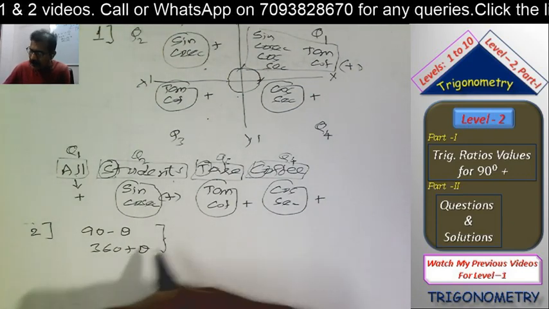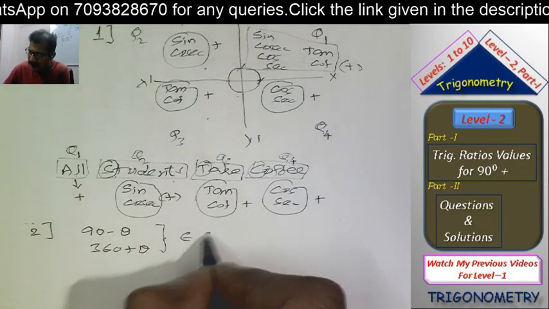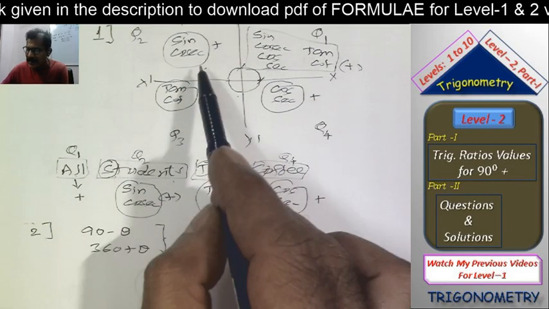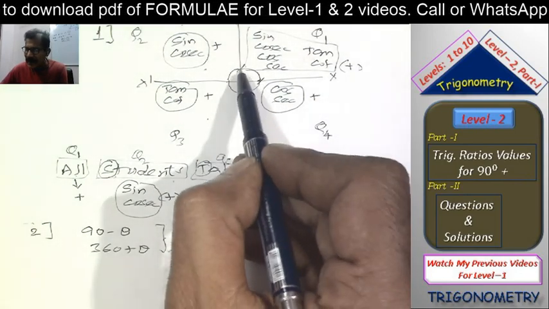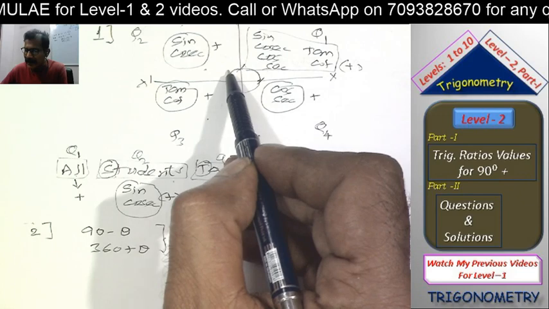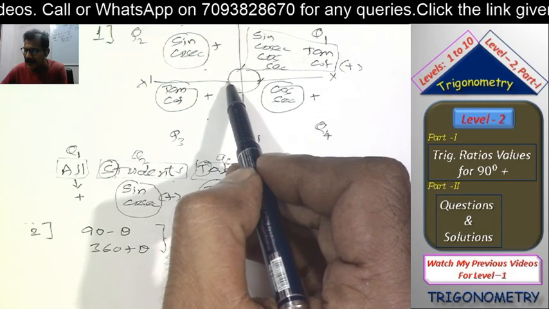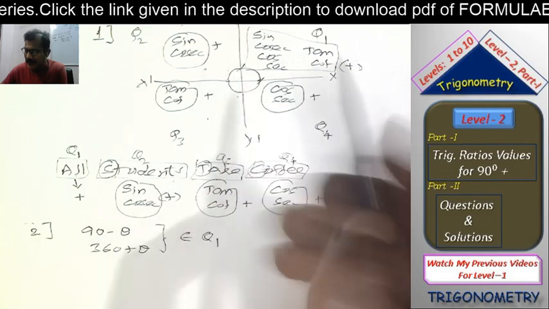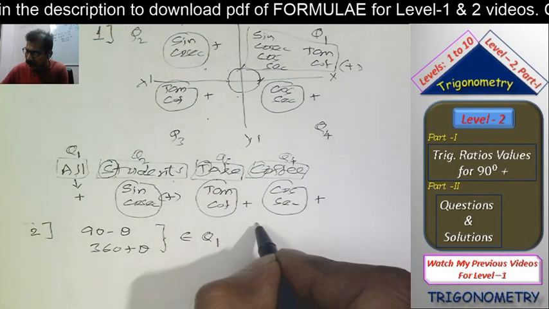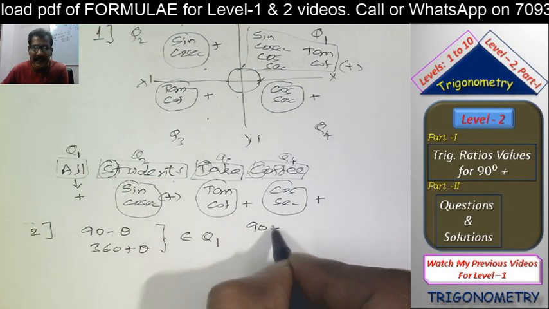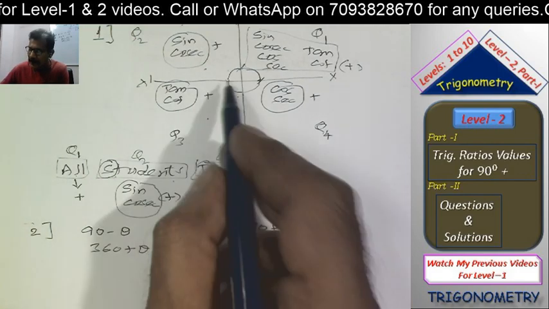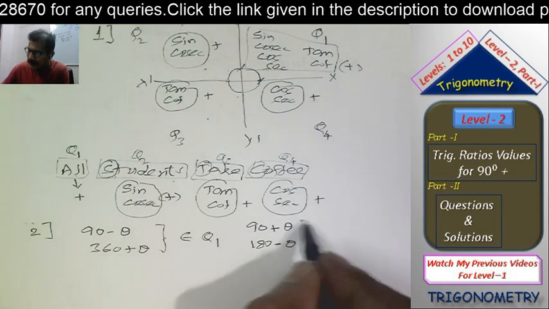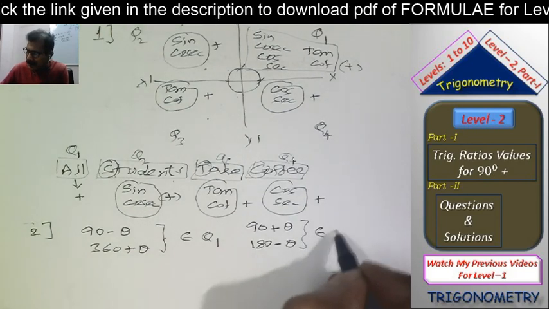When you see this type of angle, that belongs to quadrant 1. And coming to second quadrant, 0 to 90 is completed; when the angle is above 90 and below 180, that belongs to quadrant 2. How do you write that? Above 90, we write 90 plus theta, and below 180, we write 180 minus theta. These two angles belong to quadrant 2.